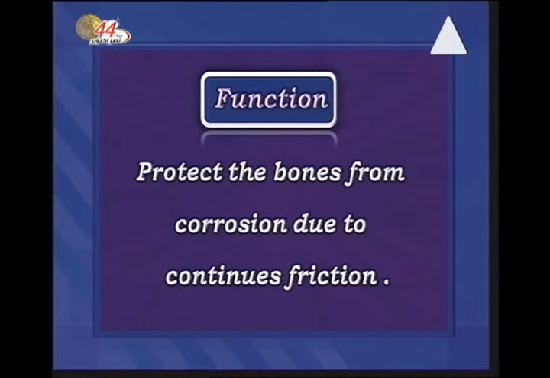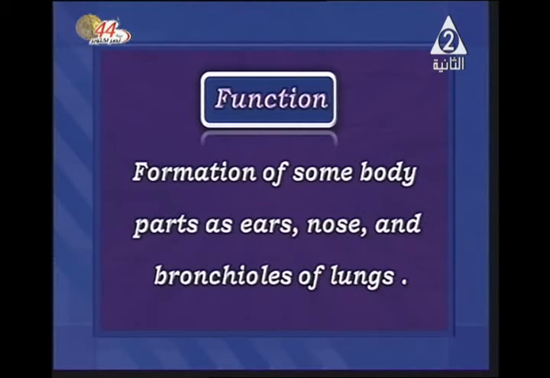They protect the bones from corrosion due to the continuous friction between the bones, and they also form what? Yes, they form some body parts like the nose, ears, and bronchioles of the lungs. Okay, and the last piece of information about the cartilage: they do not contain blood vessels, so they get food and oxygen from the bone cells by something called diffusion.